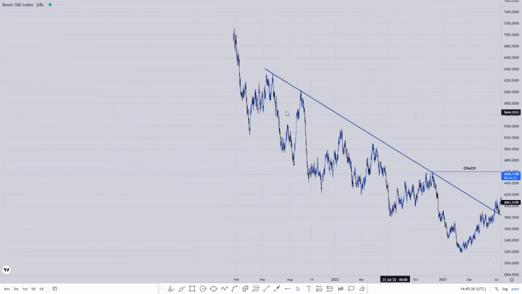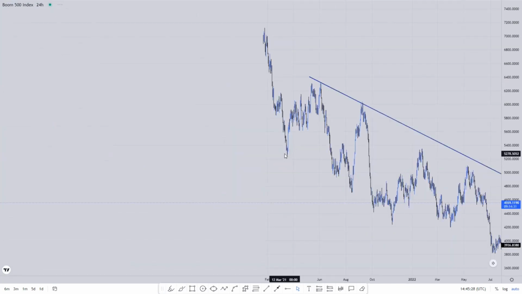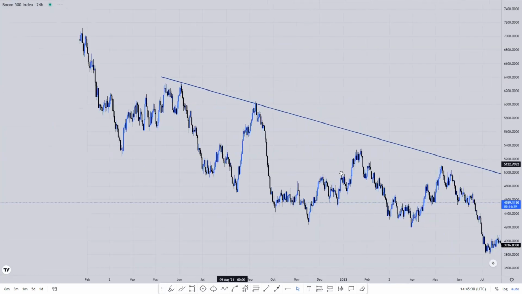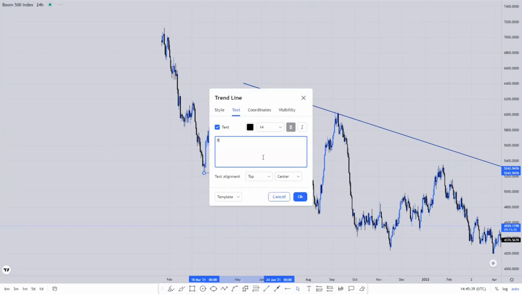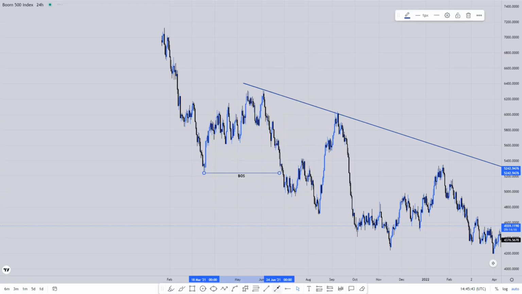So if you check Boom, ever since this was March 2021, right? I'm just looking on the daily so that you see how many major selling opportunities it presented to us throughout the entire time that you could have taken advantage of, and even the opportunity that you can take advantage of right now.